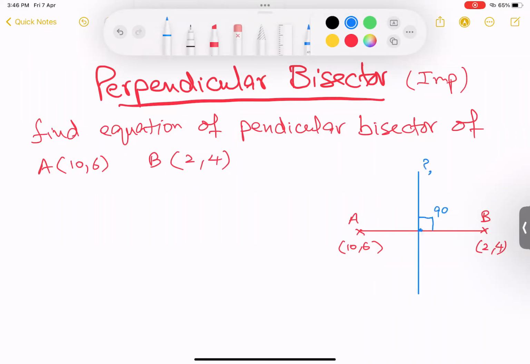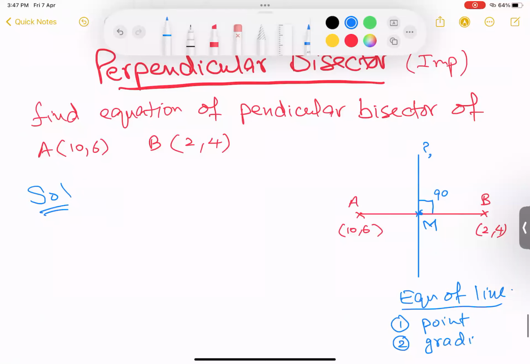So job number 1, which you are familiar with now. Whenever we are looking for the equation of a line, we need two things. What? For the equation of a line, we need two things. Number 1, we need a point, and number 2, we need a gradient. So two things are required.